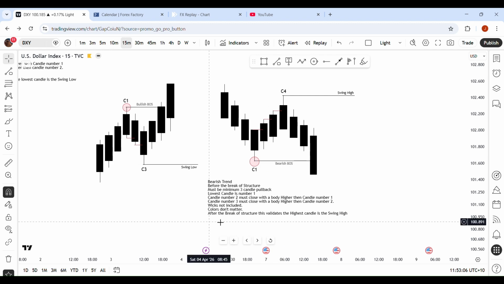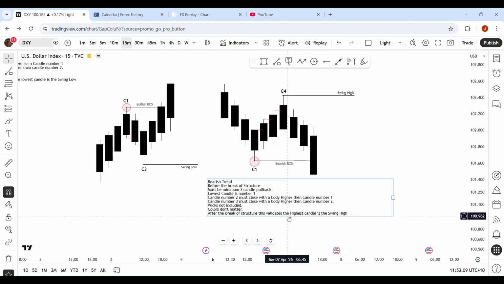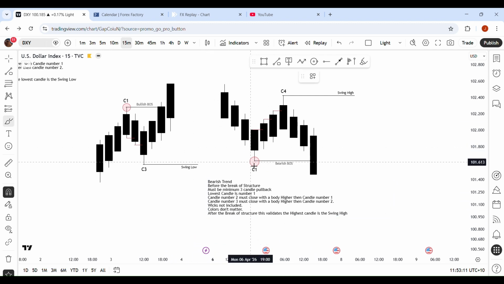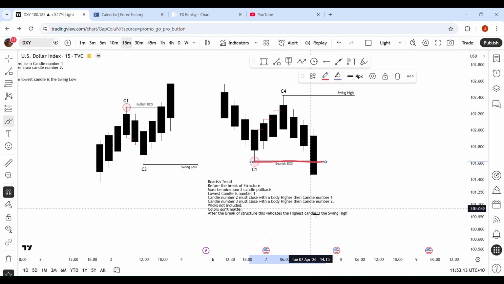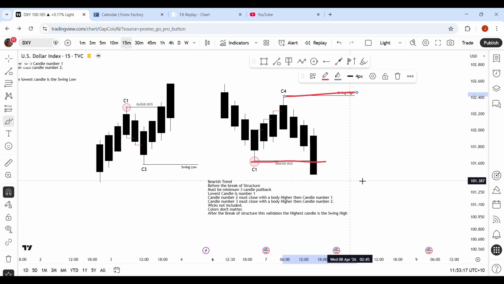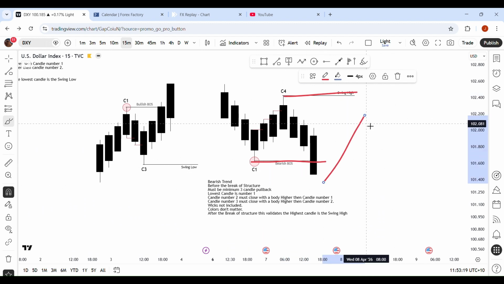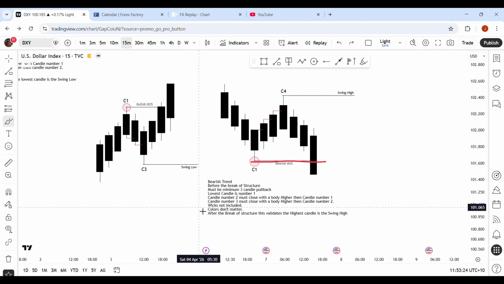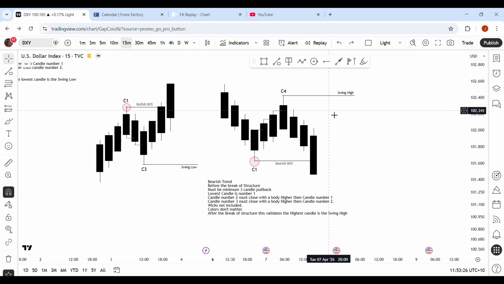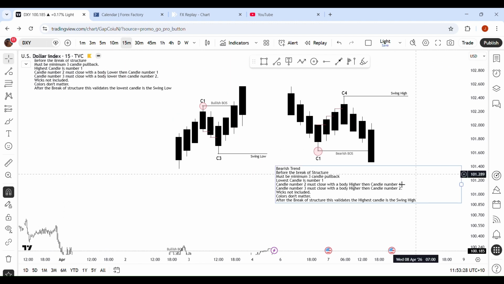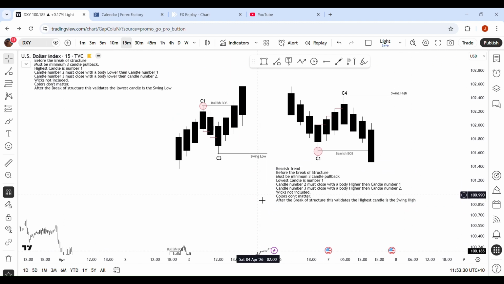Again, wicks not included, colors don't matter, and after the break of structure, this validates that the highest candle is the swing high. That's going to be a swing high, so price can come back up here and still continue to trend bearish. So I hope this explains what a valid 3 candle pullback is. Now let's go to some chart examples.